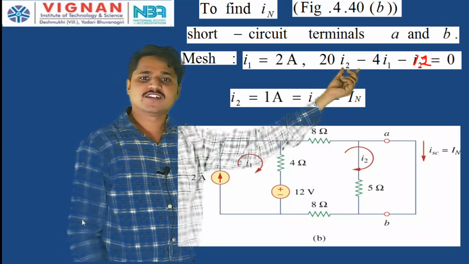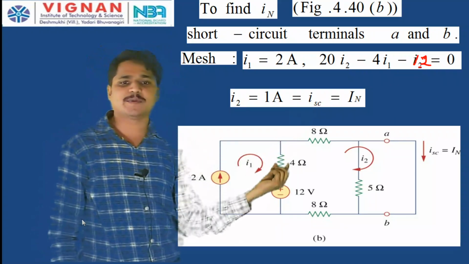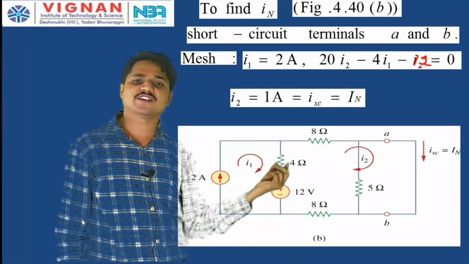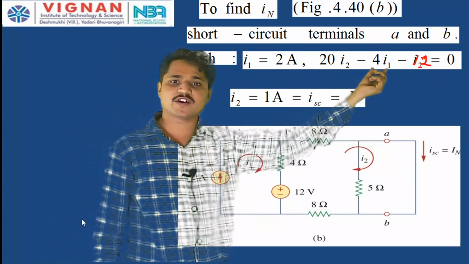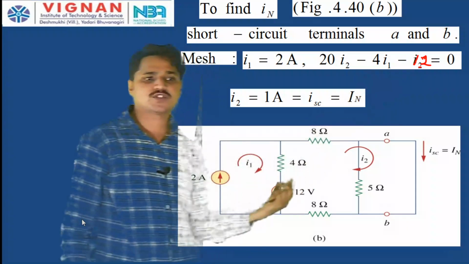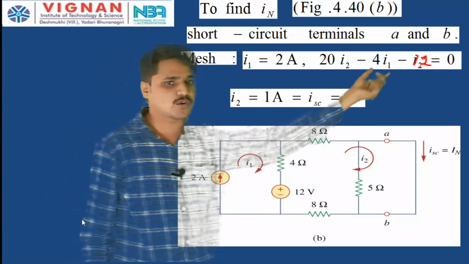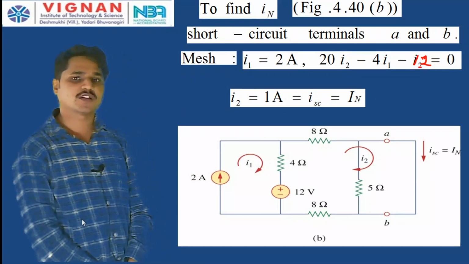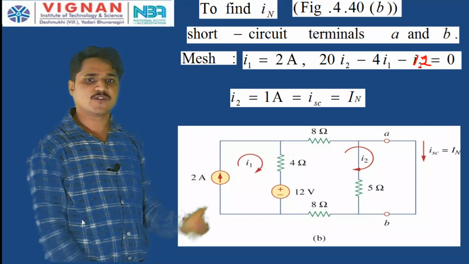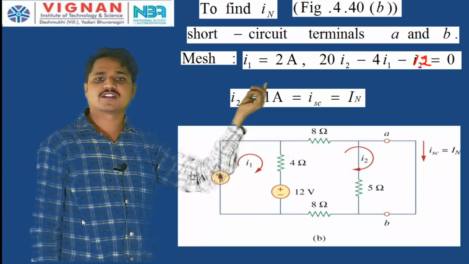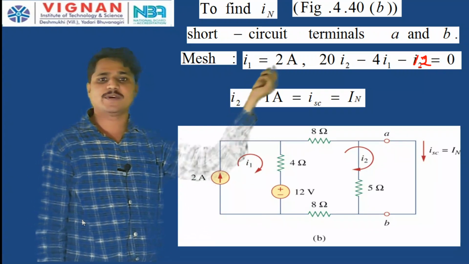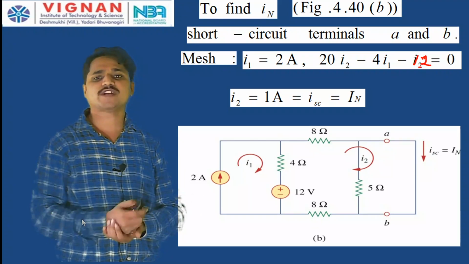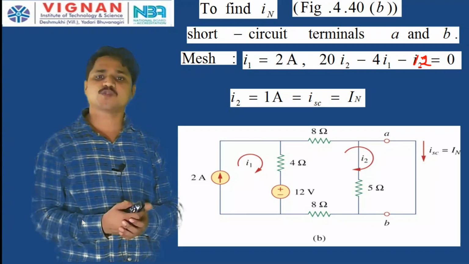I2 minus, see, this 4 ohm resistor is connected between the two meshes, mesh 1 and mesh 2. Therefore, I2 is entering means I1 is leaving. Therefore, 20 I2 minus 4 I1, minus 12 volts. See how much voltage source is here? Minus 12 is equal to 0. The algebraic sum of the voltages around any closed path is equal to 0. Therefore, from this equation 1, I1 is equal to 2 amperes, substitute I1 equal to 2 amperes in this equation. So, 20 into I2 minus 4 into 2, 4 2s are 8. So, minus 8 minus 12 is minus 20.